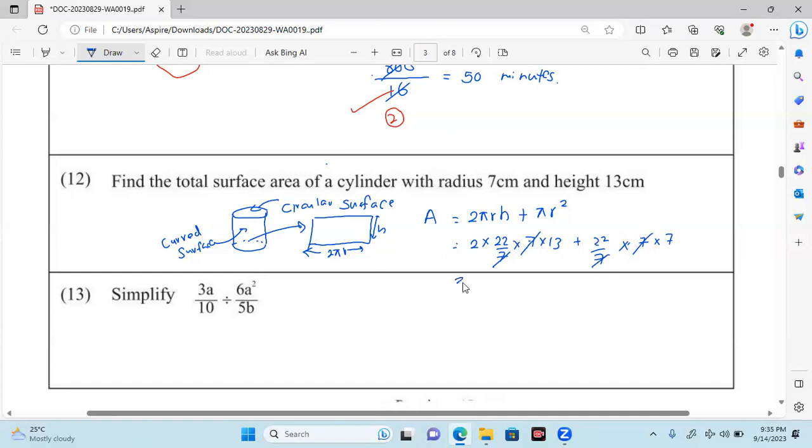Then look at whether you have got these answers. It is 572 and... Teacher, isn't this 2 pi r square? Oh, it's 2 pi r square because there are two circular surfaces. Yes, we have to multiply this by 2 also.